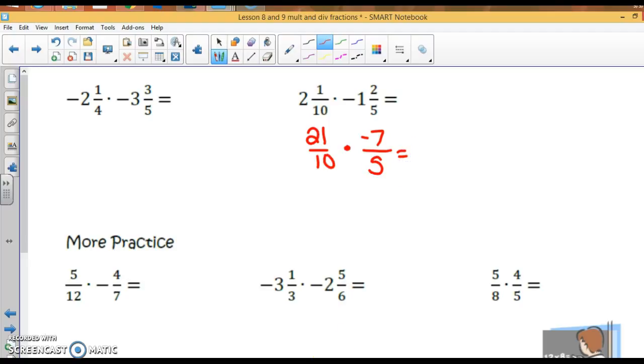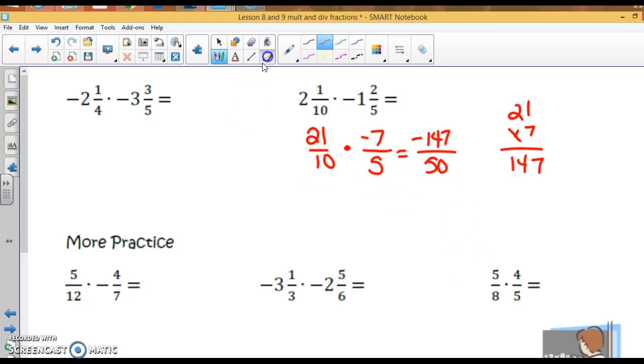Now, I take a look at this. Are there any numerators or denominators that can simplify? No. I can't simplify this 7 and this 21 because they're both in the numerator. I can't simplify the 5 and the 10 because they're both in the denominator. So, I basically multiply straight across. 21 times negative 7 is negative 147 over 10 times 5 is 50.